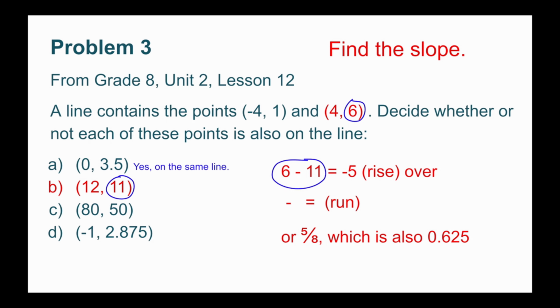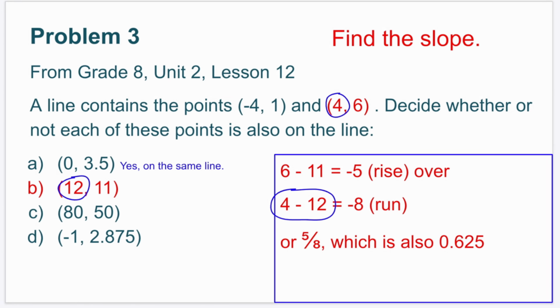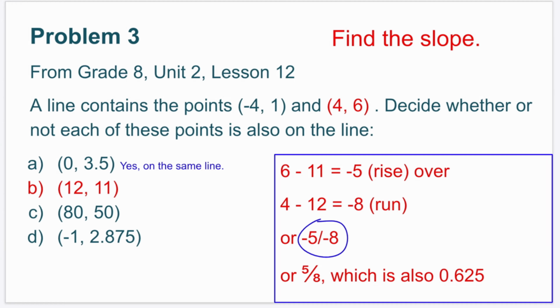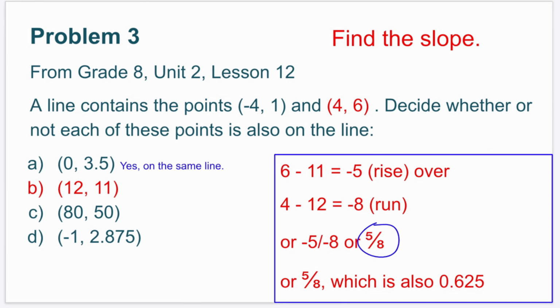B, 6 minus 11 equals -5 for the rise. And the run would be 4 minus 12, and 4 minus 12 equals -8. So the rise would be -5 and the run would be -8. Negative 5 divided by negative 8 is the same thing as 5 divided by 8, or 5/8, because a negative divided by a negative is a positive. And of course 5/8 is equivalent to 5/8. So the coordinates (12, 11) would also be on the same line.